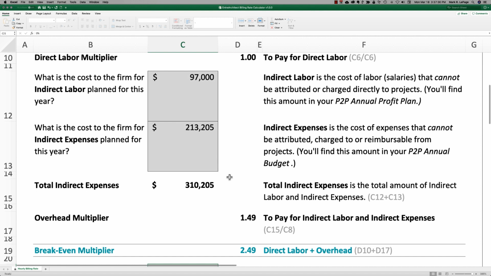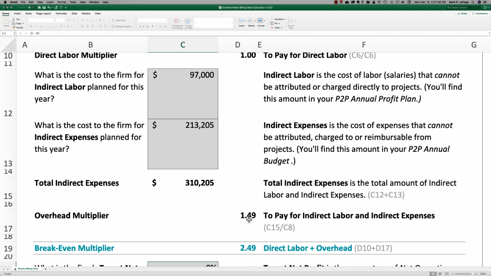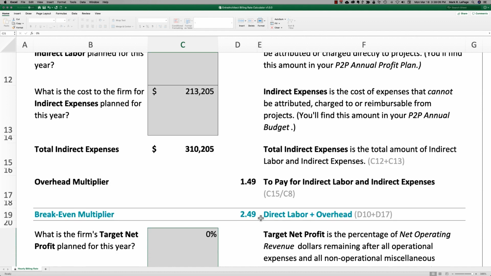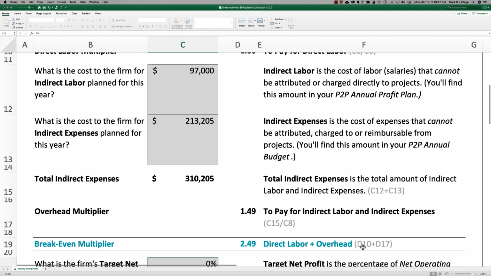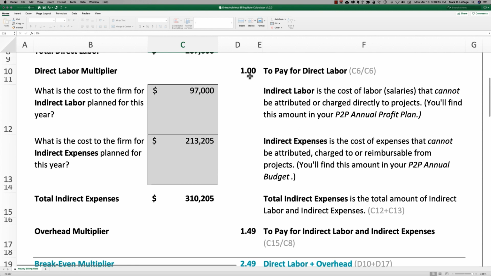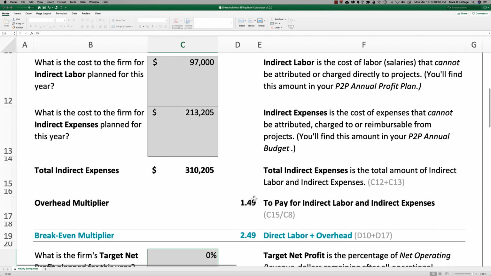Your overhead multiplier, in this case, it's calculating it for you, is 1.49. The formula is C15 divided by C8. C15 divided by C8 gives you a multiplier, your overhead multiplier, to cover your expenses of 1.49 in this case for this firm. And now the calculator is doing some math for you. Break-even multiplier is 2.49. That's adding these numbers, D10 plus D17. So it's adding your direct labor to your overhead multiplier, and it's giving you a break-even multiplier.